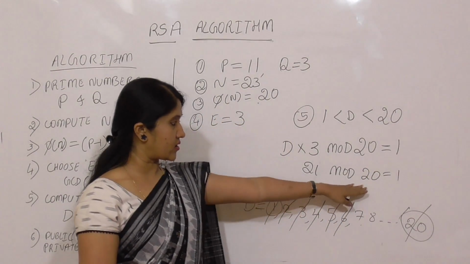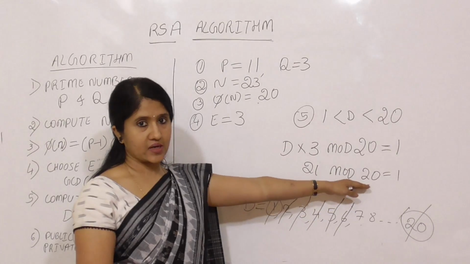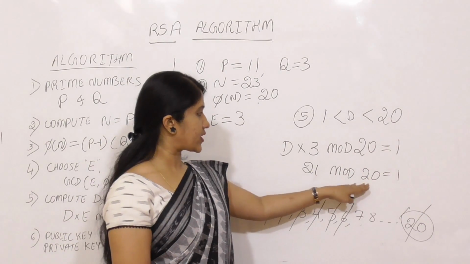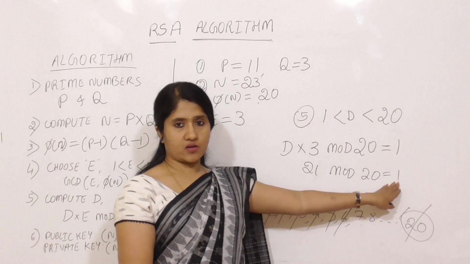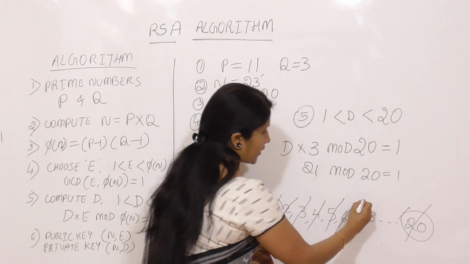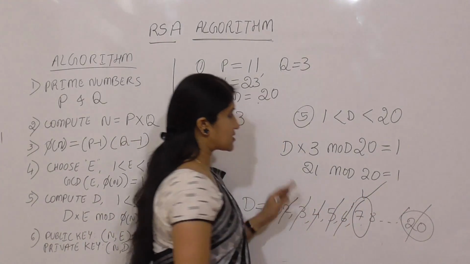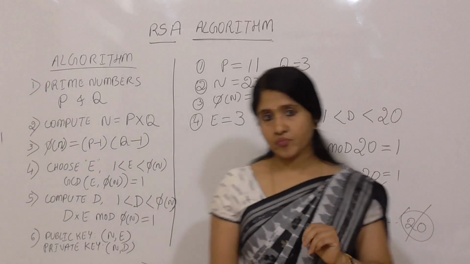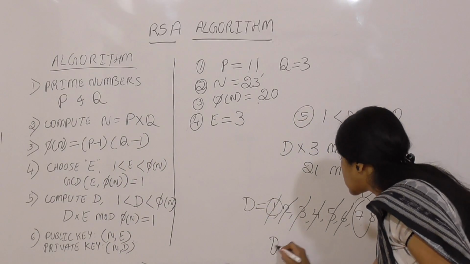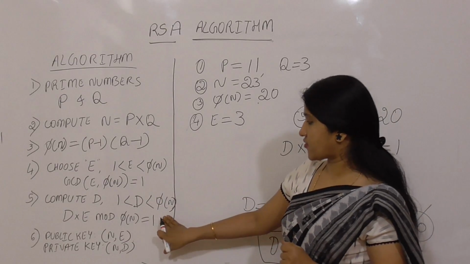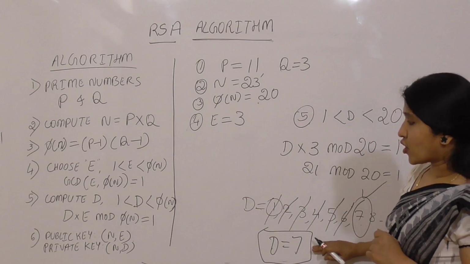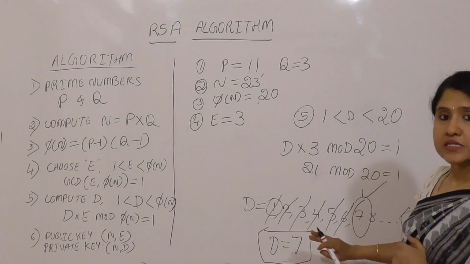21 mod 20. You know how to calculate modulus, right? 21 mod 20 means whenever you divide it by 20, 1 is the remainder. So cool then, I can choose 7 as D. Clear? So D is equal to 7. So from step 5, I got the value of D, which is nothing but 7 now.